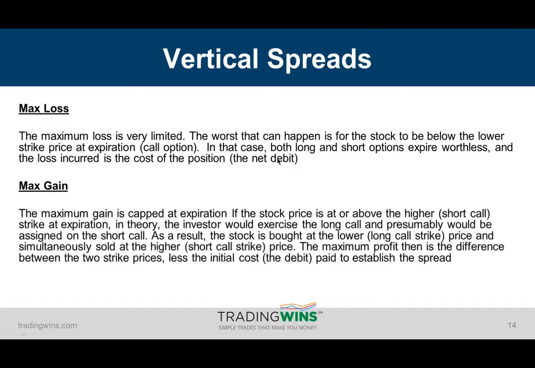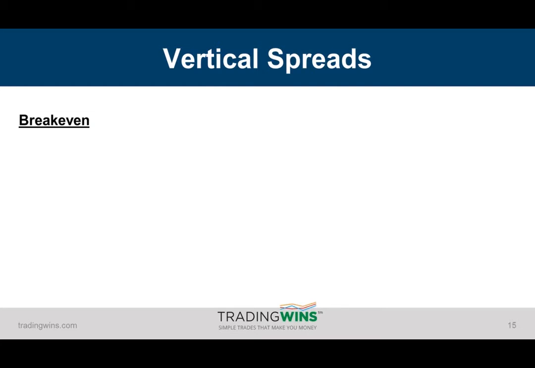Your maximum gain, on the flip side, will happen if the stock price is at or above that higher strike, that short call. So the maximum profit here is the difference between those two strike prices minus that initial cost, the debit. If you have a 5-point wide spread, let's say you were buying that 110 and selling the 115, and you paid $2 for it, your maximum profit would be the difference, which is $3.